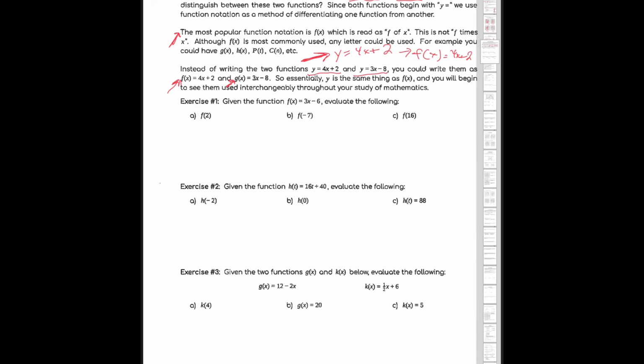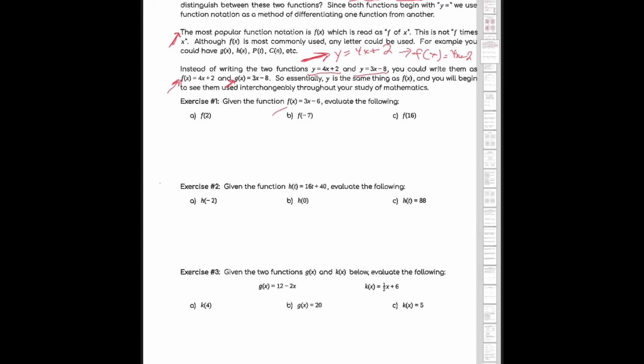And again, there's no rhyme or reason to what letter of the alphabet you choose. It could be anything. The f and the g don't really mean anything. F is just the most common one we use. So essentially, y is the same thing as f of x. And again, you will begin to see them used interchangeably throughout your study of math.